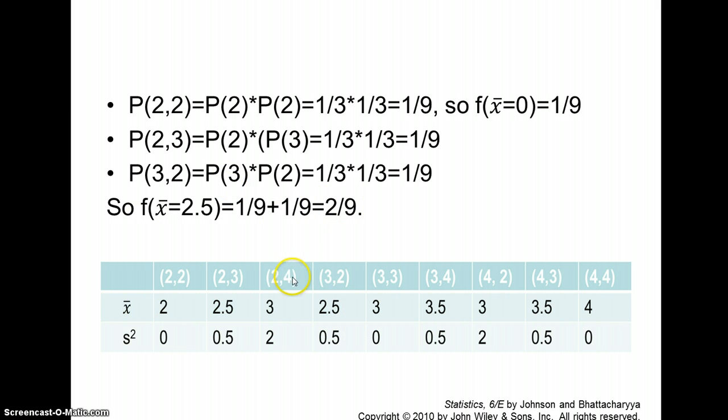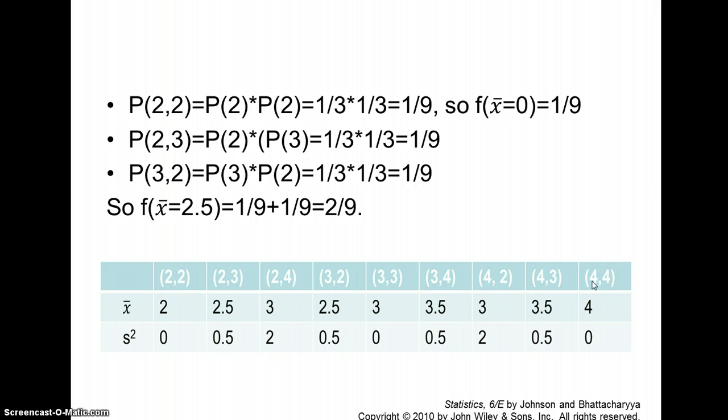So again, you can do the same thing for 3. How many 3s can you have? 3 out of 9, but you can also use probability. What's the probability of getting a 2, 4? It's 1/3 times 1/3, it's 1/9. What's the probability of getting 3, 3? It's 1/3 times 1/3, it's 1/9. And then what's the probability of getting a 4, 2? 1/3 times 1/3 is 1/9. So you add all these three 1/9s, you get 3/9. And the same for 3.5, the same for 4.